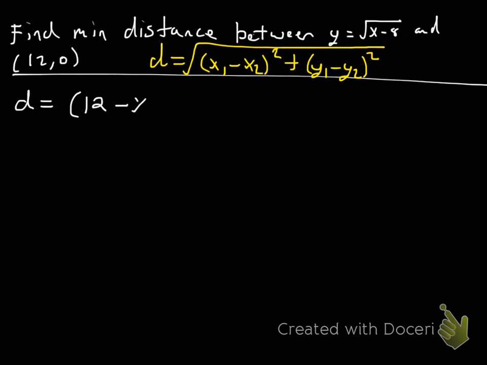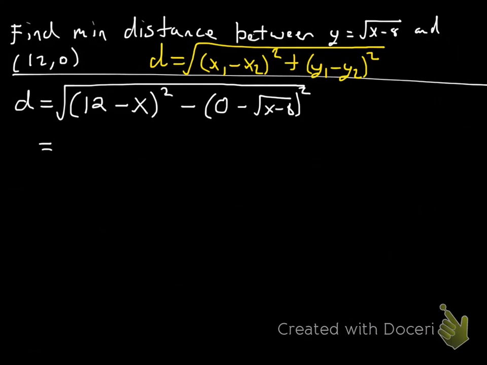Alright, so the distance would be the x coordinate is 12 minus the x value from our function, squared, minus the y coordinate is 0, and then the y coordinate of the function is determined by the square root of x minus 8. And then take the square root. Then we're going to go ahead and simplify, so we need to FOIL 12 minus x quantity squared. And I made a boo-boo here. This should be a plus. Sorry about that.